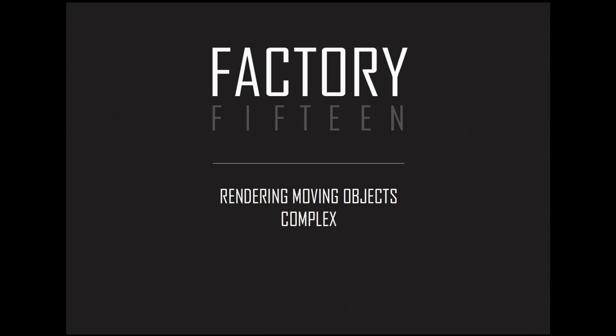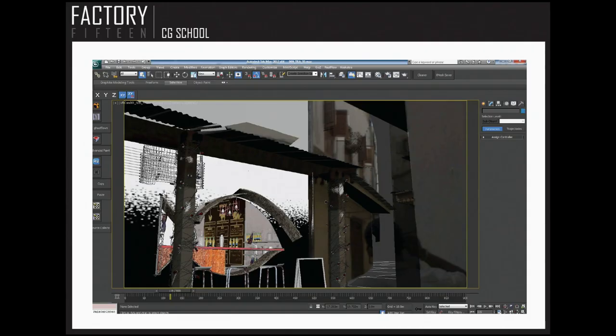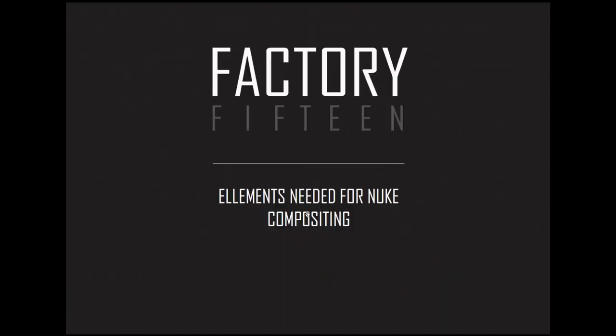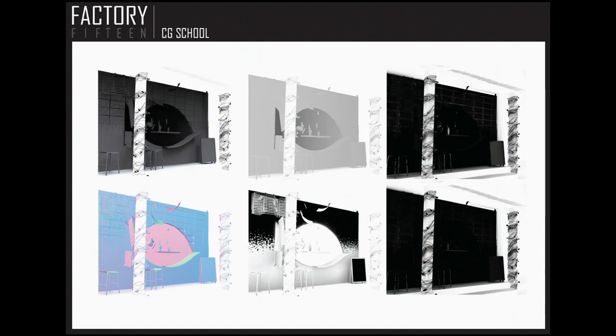And then rendering full-on moving complex scenes, which is, again, learning the pre-calc workflow properly. And then looking at a very specific example, again going back to the street scene, how that was set up with rendering this fish bar. And then how those elements are composited within Nuke.